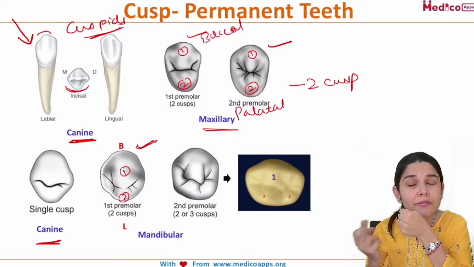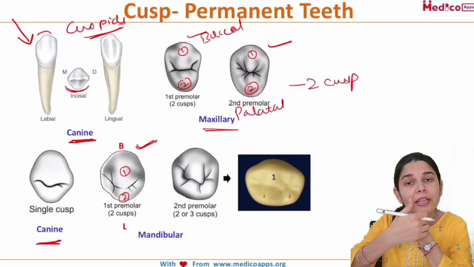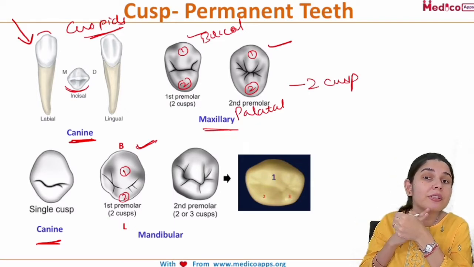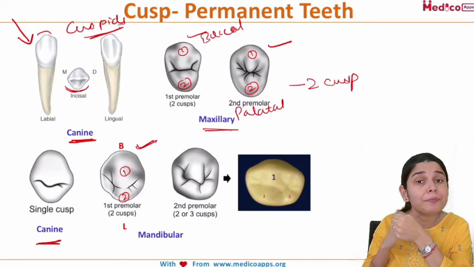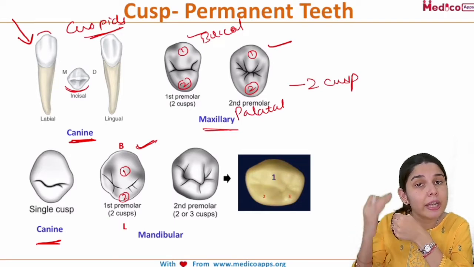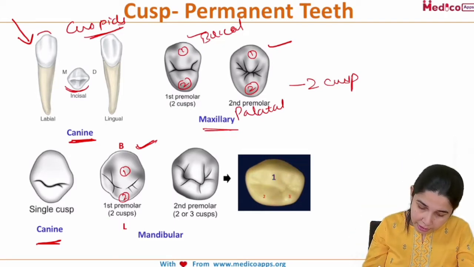Okay, this is the surface which is facing the buccal mucosa. So this is the buccal surface, and the inner one is the one facing the lingual surface, that is, facing towards the tongue. So this is the buccal cusp, and this inner one is the lingual cusp. So coming across, this is a buccal cusp, and this is the lingual cusp.